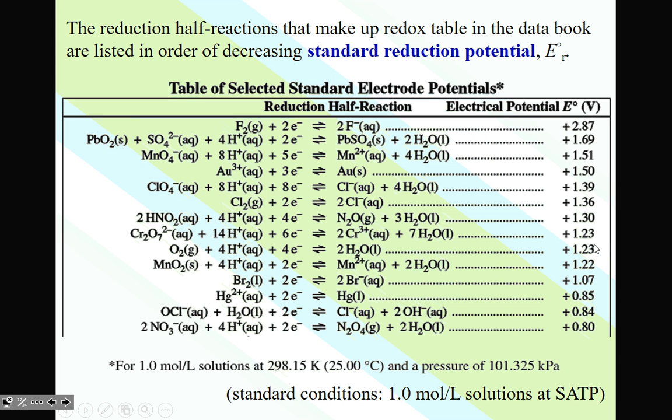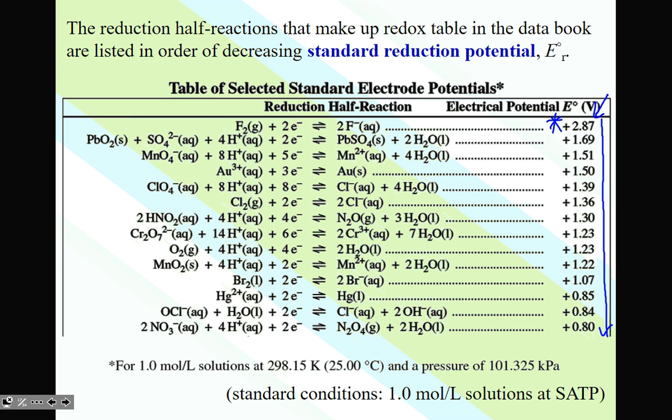If you take a look at your data booklet, you'll find a table of the half reactions, which you've been working with. But what you maybe haven't noticed is your electrical potential, which is measured in volts, and it's all these numbers over here. Notice that these numbers are in some kind of sequence. The numbers decrease as we move down the list. This is your strongest electrical potential, and it goes down from there.